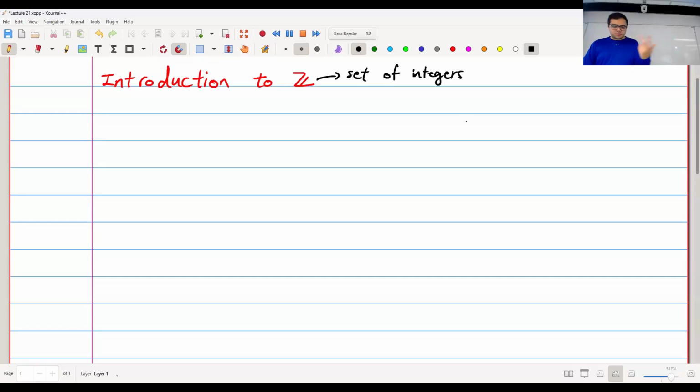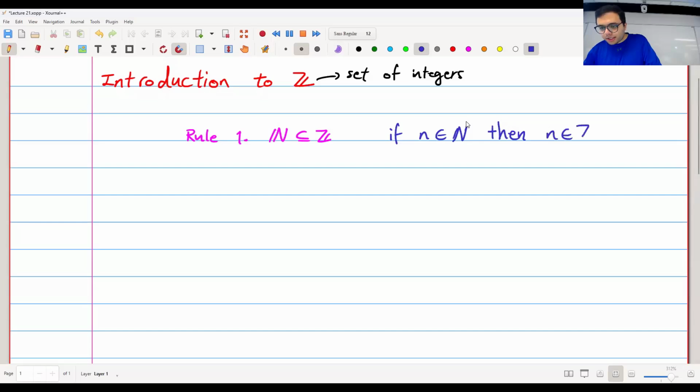And this is a rule-based definition. So I'm just going to give you two rules that would create the set Z. And basically anything that you can create using these two rules will be a member of Z. So rule number one says that N is a subset of Z. Or another way of writing this is that if I have something that is in the set N, then that thing is also in the set Z. Okay, so every natural number is an integer.